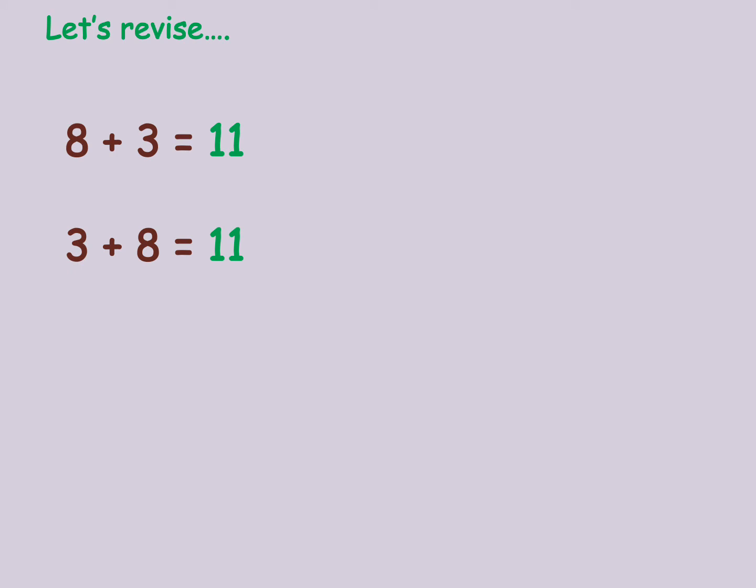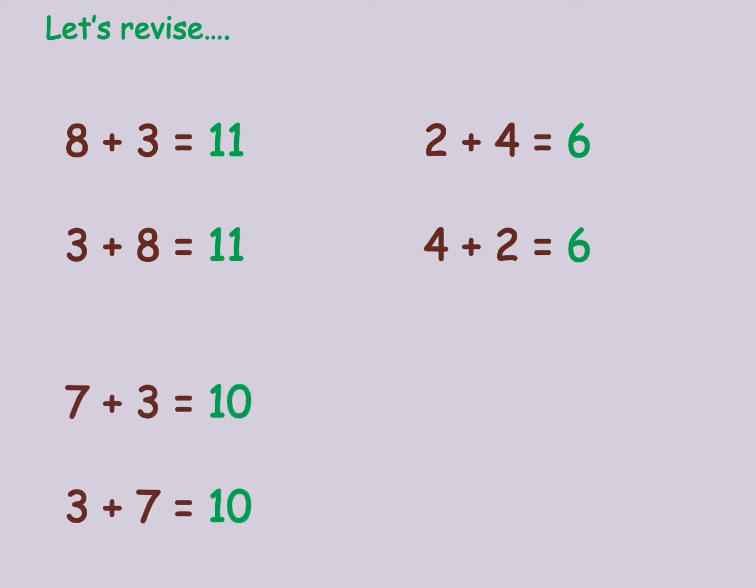Eight plus 3 is 11. If we change the order of numbers, like 3 plus 8, the sum is 11, which is the same as above. So, it is clear that the change in order of numbers while adding does not change the sum. The sum remains the same. 2 plus 4 is 6. 4 plus 2 is also 6. 7 plus 3 is 10. 3 plus 7 is also 10. 9 plus 8 is 17. So is 8 plus 9. So we have seen that whenever we change the order of numbers while adding, the answer remains the same.